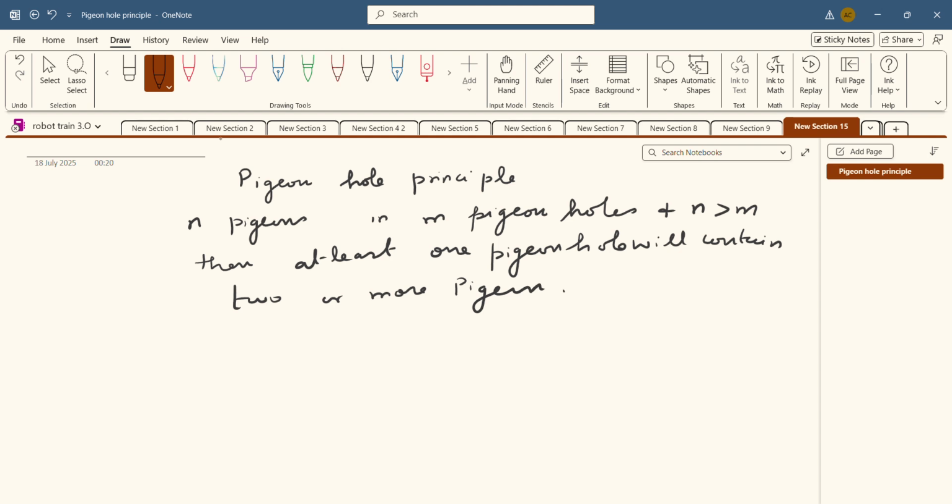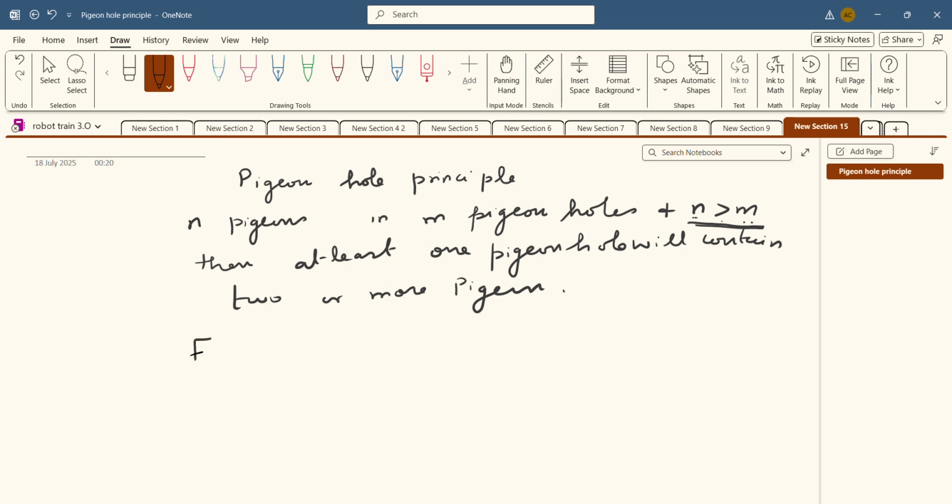I repeat once again. If n pigeons are accommodated in m pigeonholes and n is greater than m, then at least one pigeonhole will contain two or more pigeons. So from the statement we understood that n should be greater than m. Here n is the pigeons and m is the pigeonholes, so the pigeons are more than the pigeonholes.